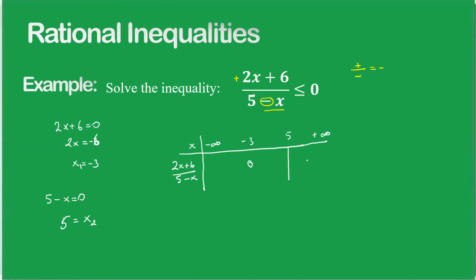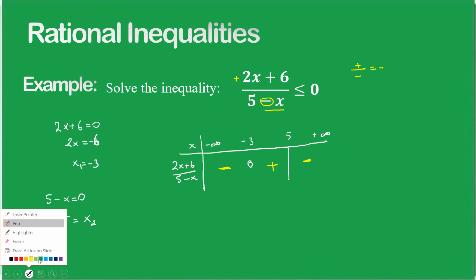Then the first sign on the right-hand side, here negative, and here positive, and here negative. Now this case is also important. Why? Because here we have less than or equal to. Now negative cases are here.